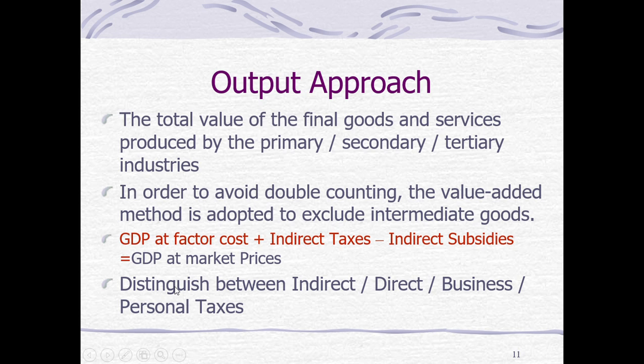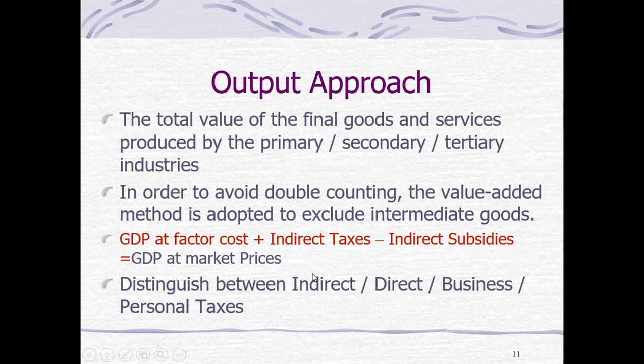So in the output approach, it is very important to distinguish between indirect, direct, business and personal taxes. Look here. Here we did not subtract direct tax, we subtracted indirect tax. And for your information, indirect tax is not tax paid with your money to the tax agency or the revenue collection agency. Even if you buy a banana, you paid indirect tax. Indirect taxes are taxes imposed on goods and services. So when you buy a commodity, the tax is imposed on the good and service. That is why the commodity is that expensive. So you paid your indirect tax.